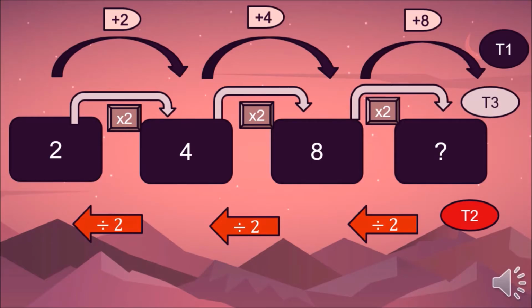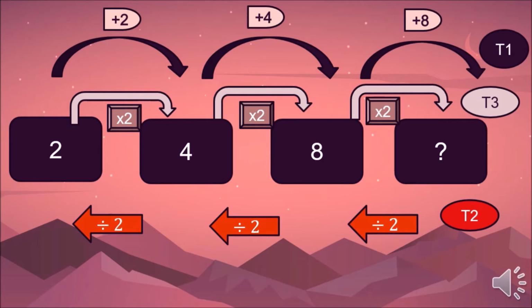Another example for the contrastive underdetermination: we have the numbers 2, 4, 8, and an unknown number at the end. In order to get the unknown number, we have a lot of theories. For example, in this picture, I stated 3 theories. The first theory is that 2 times 2 we get 4, 4 times 2 we get 8, and 8 times 2 we get 16.